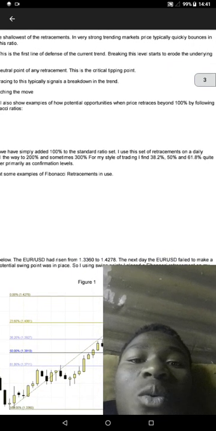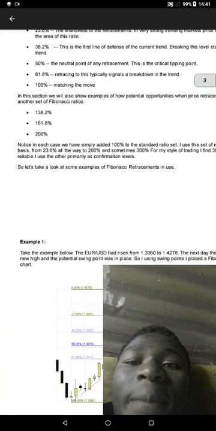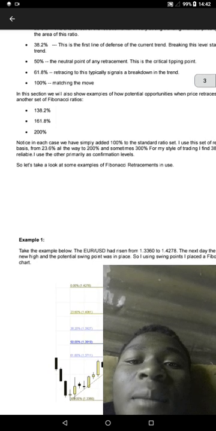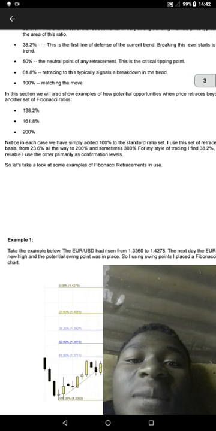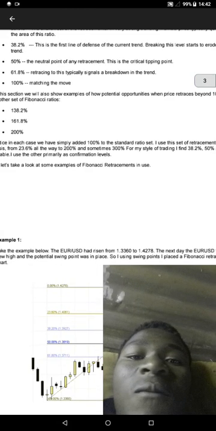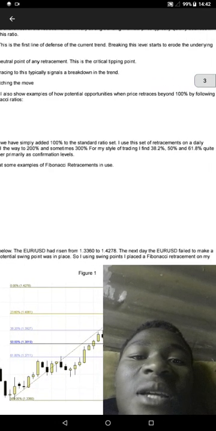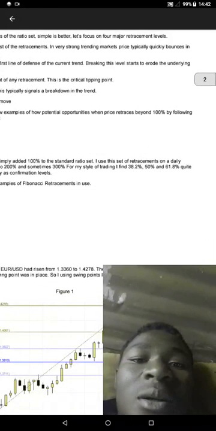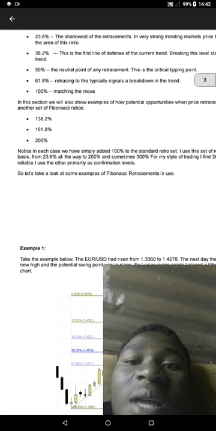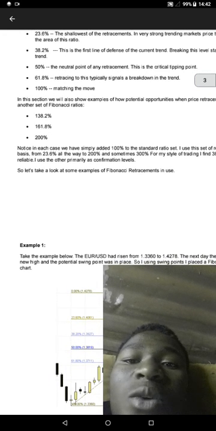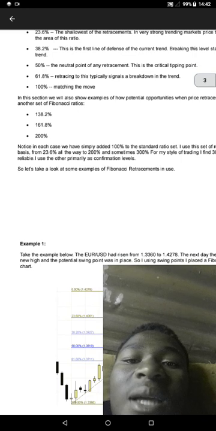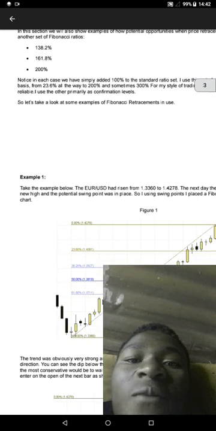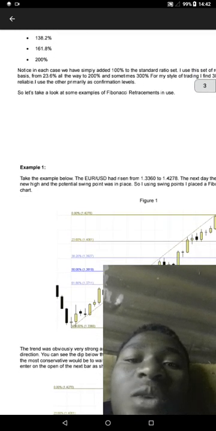I use this set for retracements on a daily basis from 23.6% all the way to 200%, sometimes 300%. For my style of trading, I find 38.2%, 50%, and 61.8% quite reliable. I use the others primarily as confirmation levels. So let's take a look at some examples of the Fibonacci retracement I use.